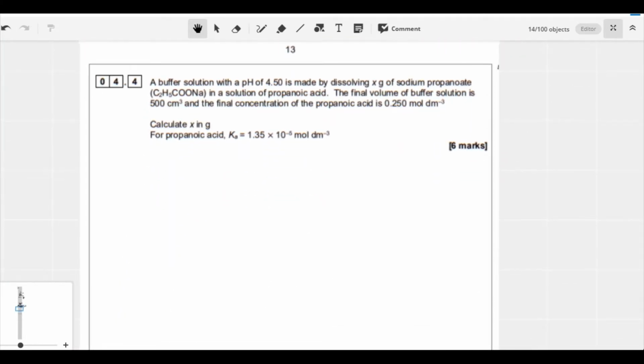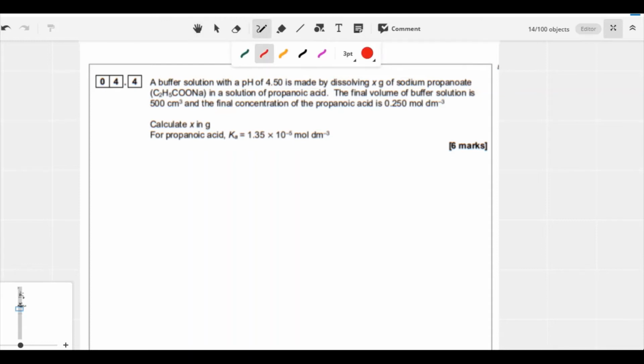Okay, next question 4.4, that is related to a buffer solution. A buffer solution with pH of 4.5 is made by dissolving x grams of sodium propanoate in a solution of propanoic acid. The final volume of the buffer solution is 500 centimeter cube and the final concentration of the propanoic acid is 0.250 moles per decimeter cube. So first of all we need to find the hydrogen ion concentration from the pH.